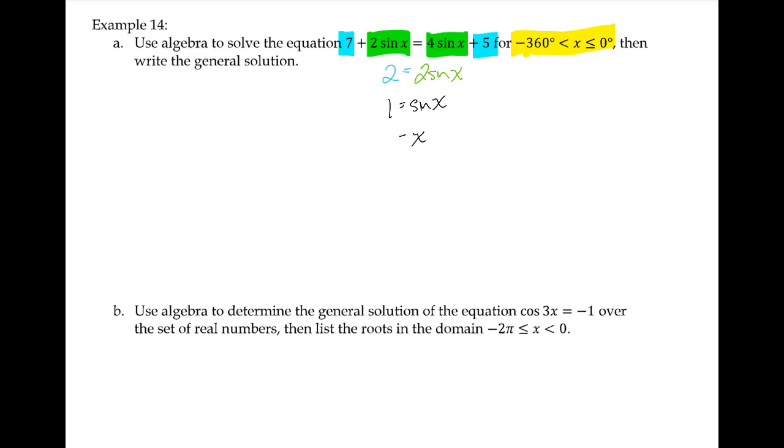And so x as a reference angle, or hypothetically, could be equal to, when sine is 1, which is, I'm working in degrees, so 90 degrees.